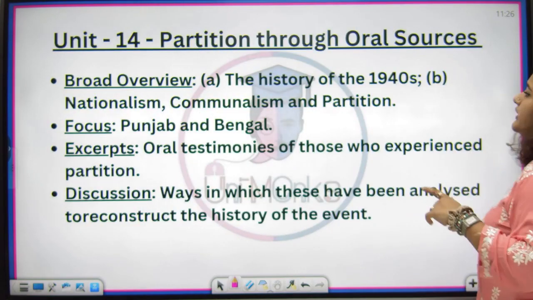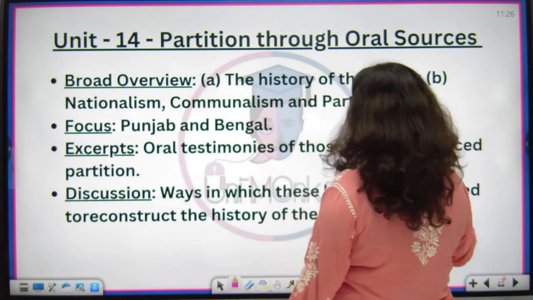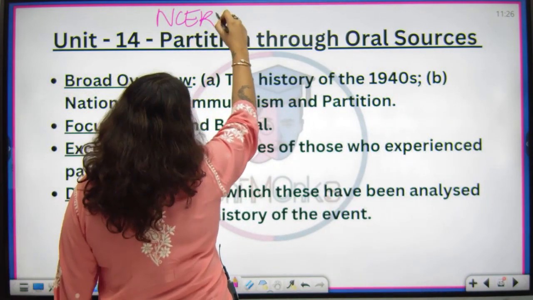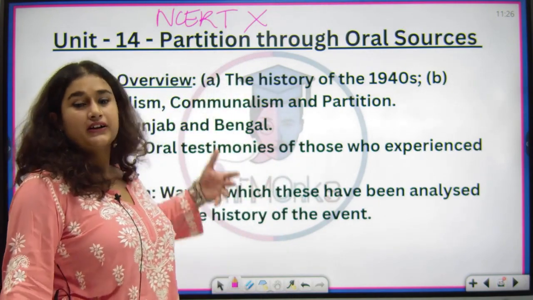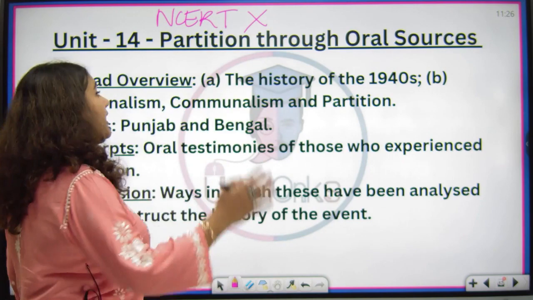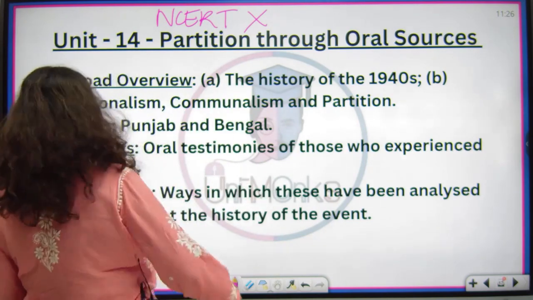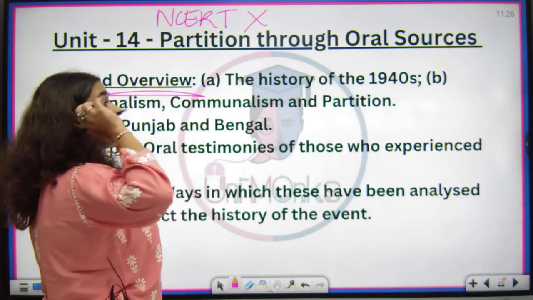Now, unit number 14, this chapter, partition through oral sources, removed from the NCERT syllabus for the boards, but it will come in the CUET paper. Very, very important chapter, partition through oral sources.